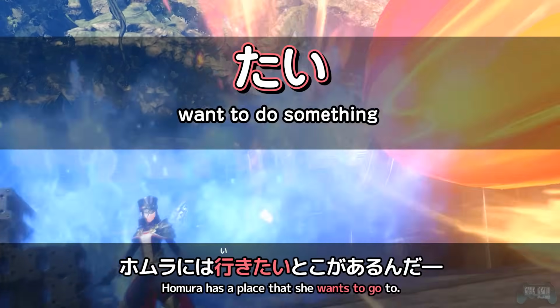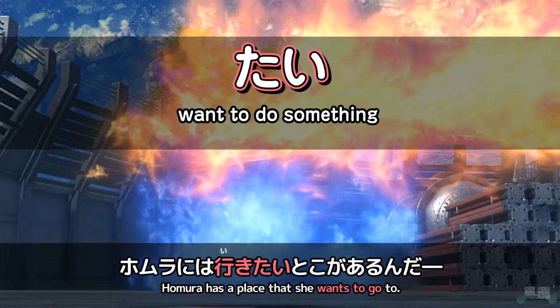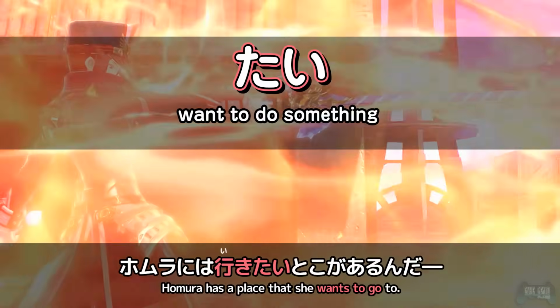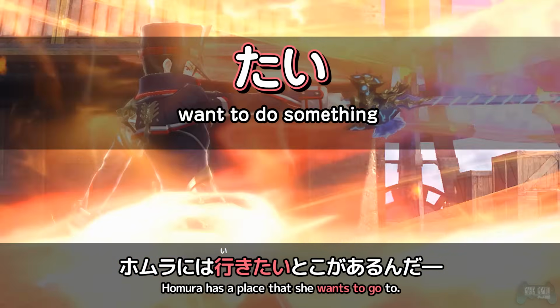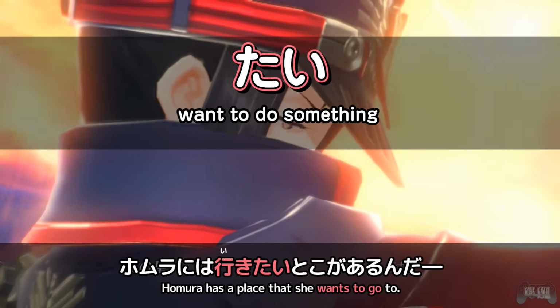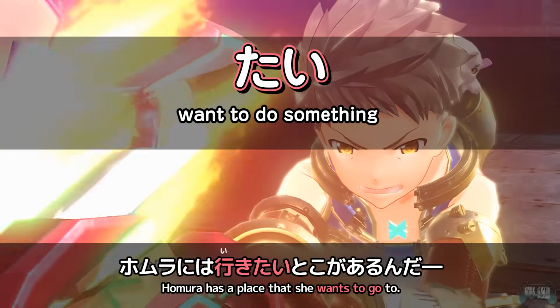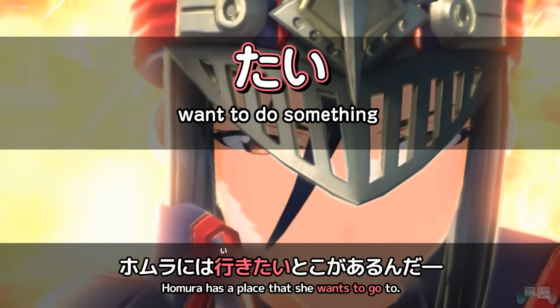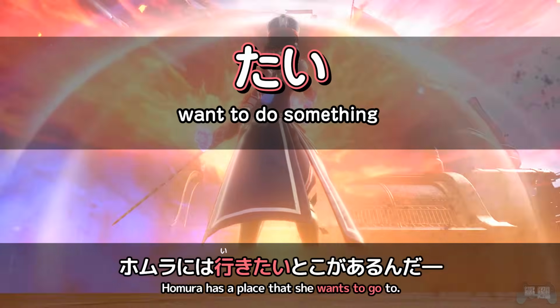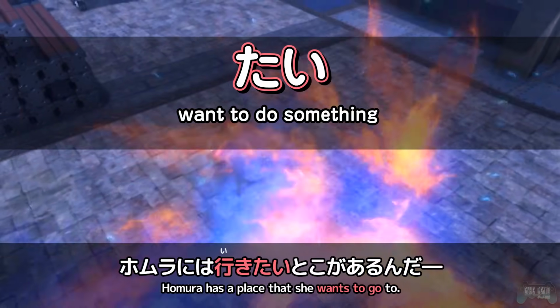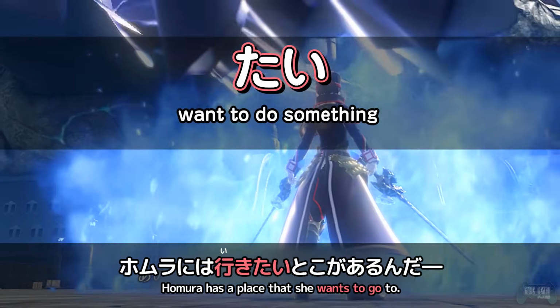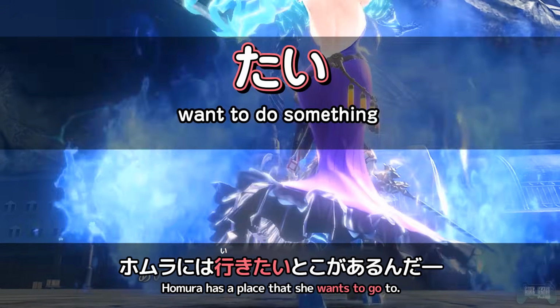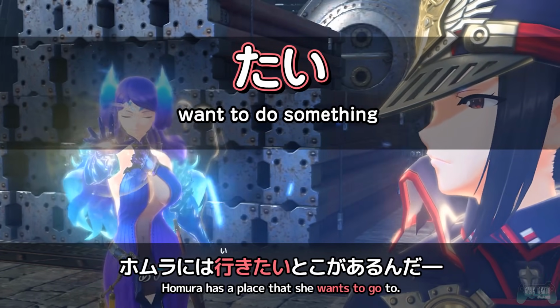Tai, want to do something. This next grammar point is really simple and really easy to use. Simply put whatever verb you want to do in the verb stem. So I want to see, mimasu turns into mitai. Now this is usually only used in the first person when you're talking about yourself, something you want to do, but it can be used to talk about others if you're doing something like quoting what they said.